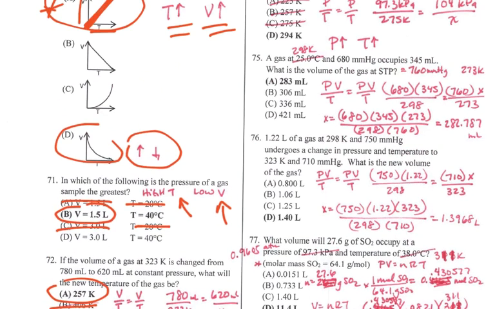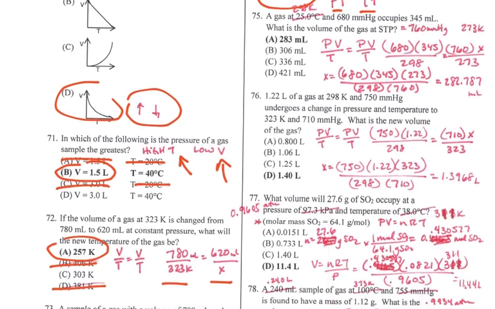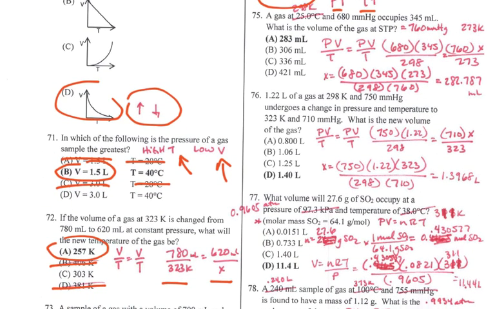Okay, up here for 74. A constant volume gas at a pressure of 973 and 275 Kelvin undergoes a change in pressure too. So I have two pressures and I have a temperature. So that's P over T equals P over T. I can set it up: 973 over 275 equals 104 over X. But again, if my pressure is getting larger, then my temperature must be getting larger. I need an answer that's larger than 275, and there's only one answer that's larger than 275, so it has to be answer D.